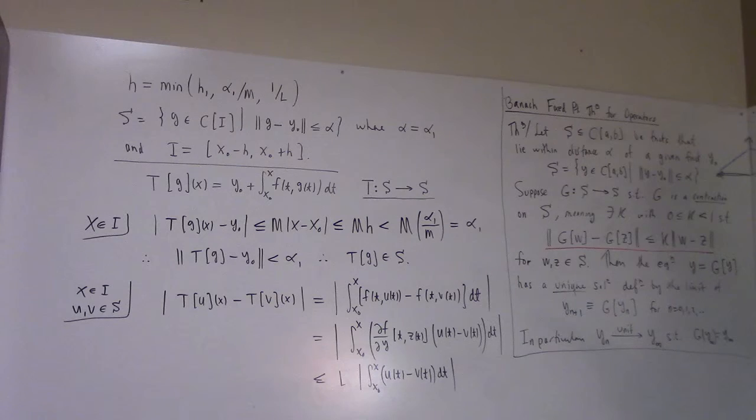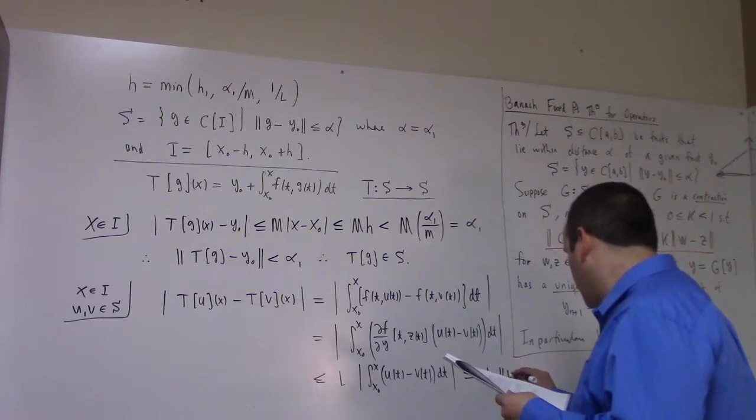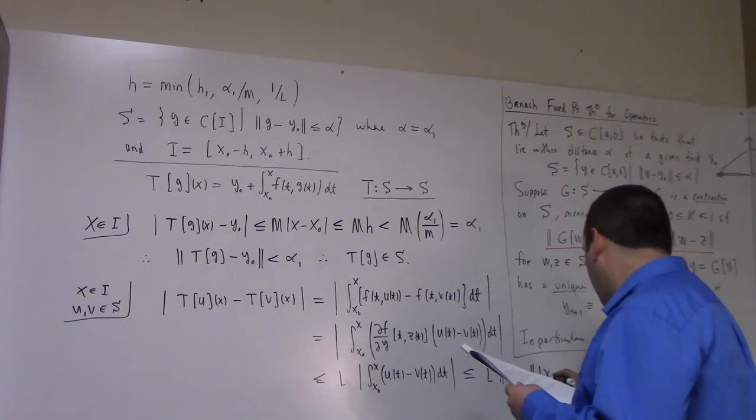So he's like, okay, so of course that is, and then do you guys understand the next step? I'm not sure I understand the next step here. He says this is less than or equal to L times the norm of u minus v over the interval, of course, times the absolute value of x1 minus x naught.